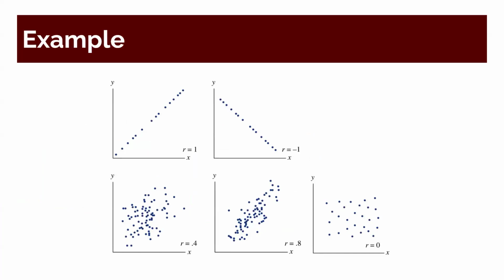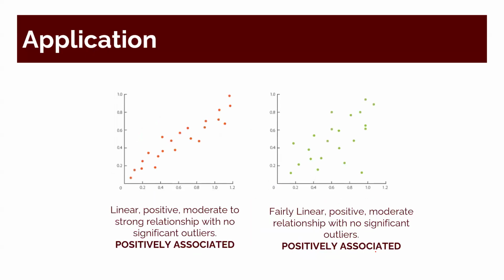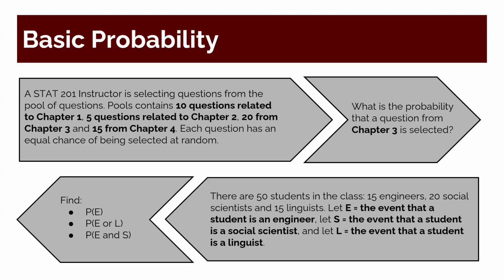More examples. R here is 0.4. 0.4 means not a good linear relationship. Yeah, it's pretty linear actually. Here, this is 0. So, any questions about scatter plots?